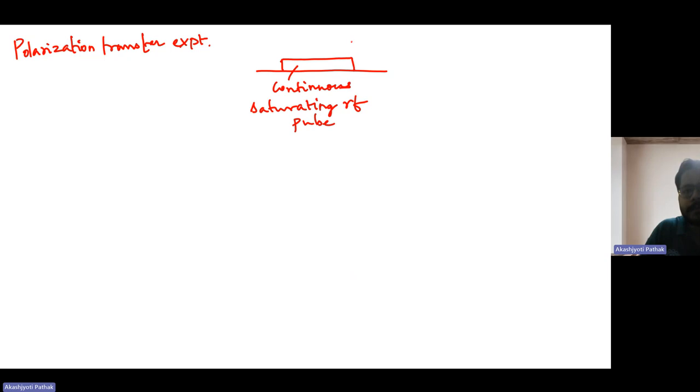and after the saturating pulse, we excite the system with a 90-degree X pulse. So this 90-degree X pulse is applied in the X direction, and then we acquire the signal, the FID signal.